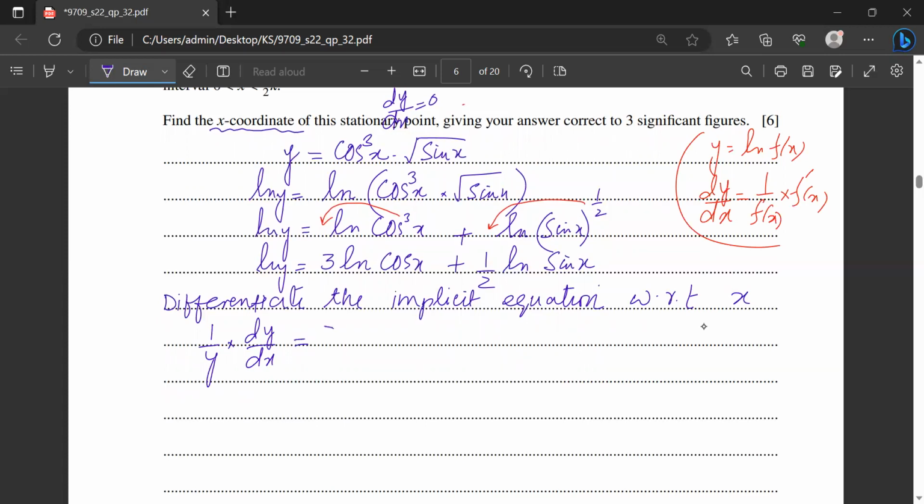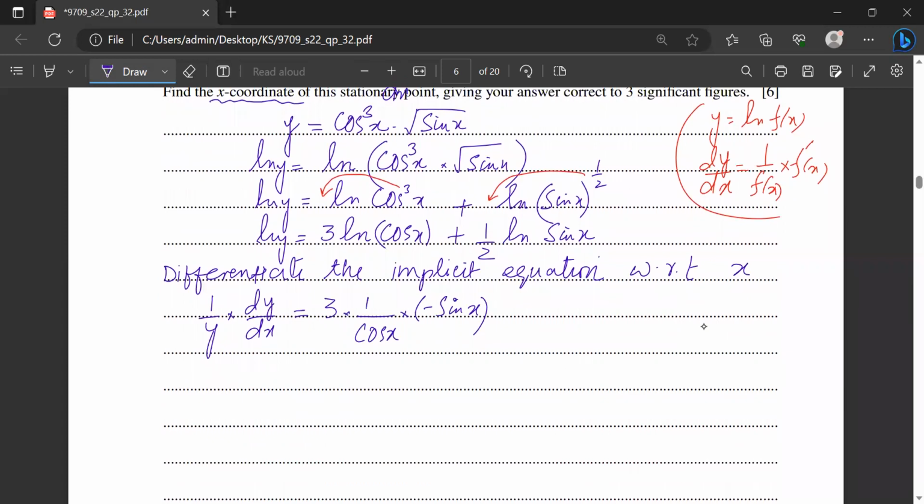The right hand side is 3 ln cos of x. So it is 1 over cos of x times the differentiation of cos, since f dash is there. The differentiation of cos we know is minus sine of x, plus 1 over 2 times ln of sine of x, which is 1 over sine x times the differentiation of sine, which is cos. So don't forget to multiply by cos.